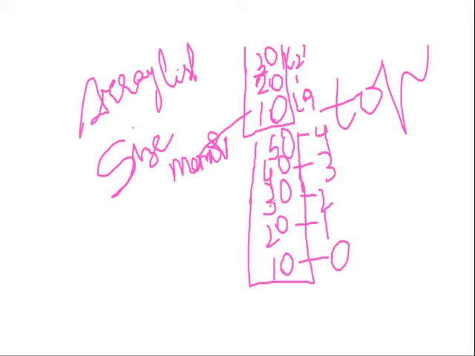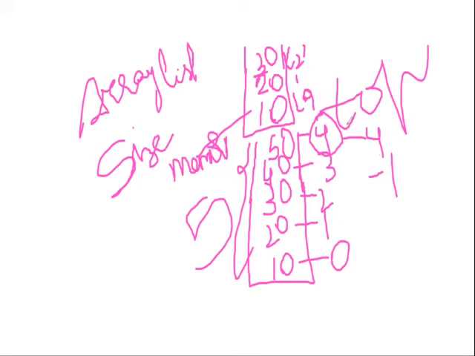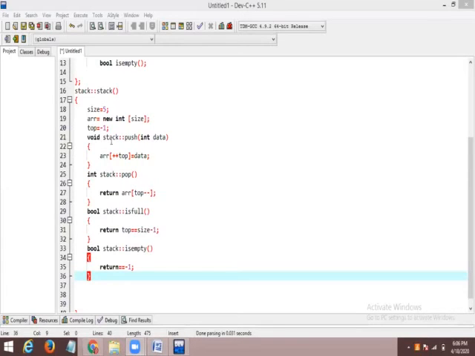So how many values do I have? I have totally 5 values, but the index value at the top is 4, which is 5 minus 1. Total minus 1, what value are we getting? 4. So for this reason I took top equal to -1 in my program. Okay, that is the reason I took -1.